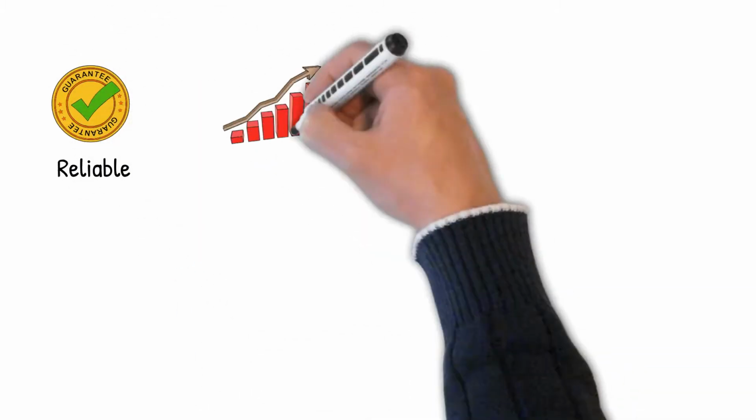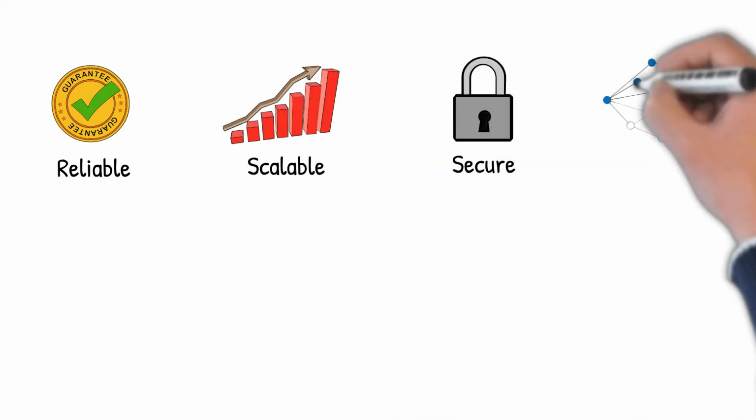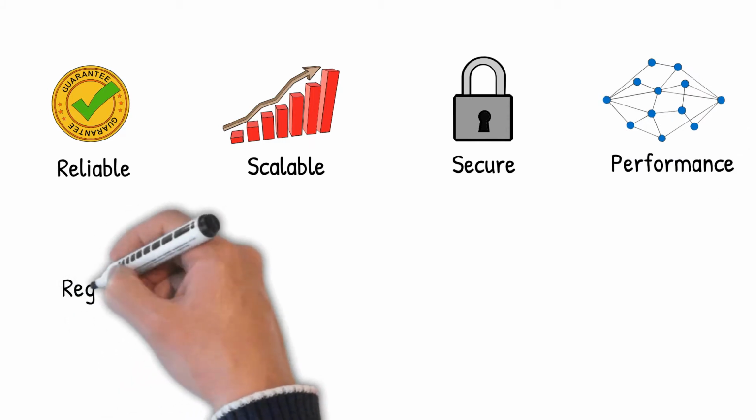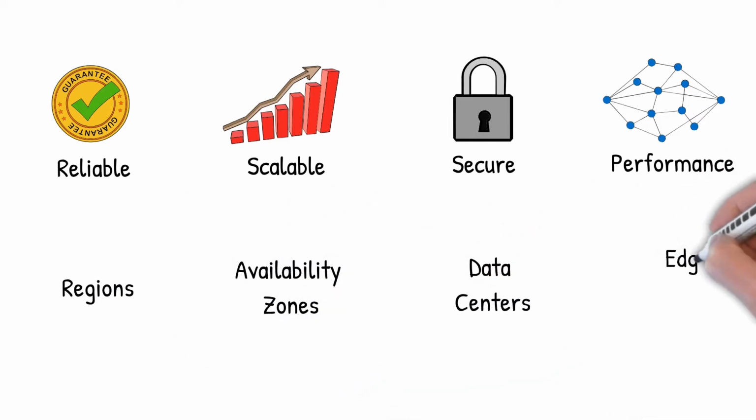AWS Global Infrastructure is designed to deliver a reliable, scalable, and secure cloud environment with high-quality network performance. AWS Global Infrastructure is built around AWS regions, availability zones, data centers, and edge locations. Let's explore these options in detail.